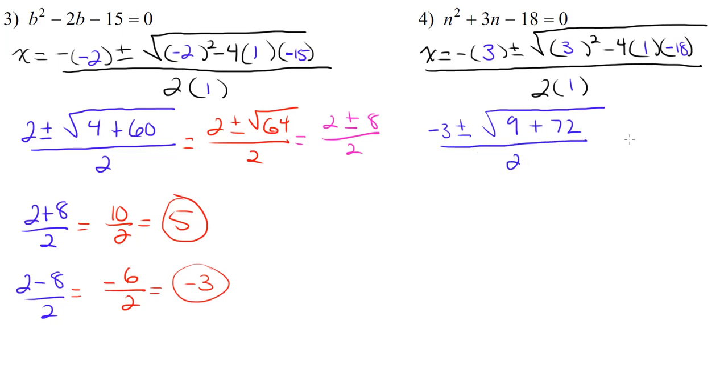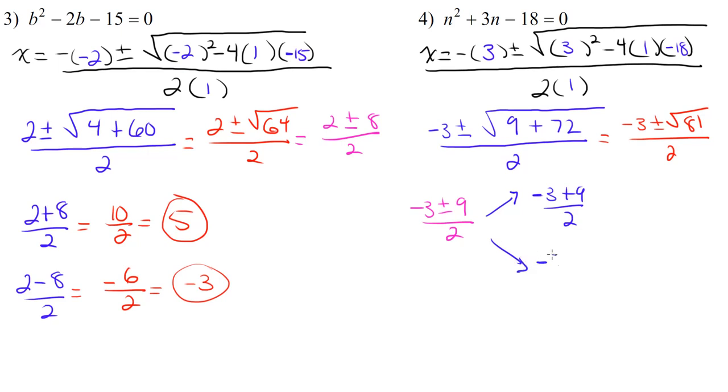Well, 9 plus 72 is 81. So we have here negative 3 plus or minus radical 81 over 2. And 81 is a perfect square. The square root of 81 is 9. So we have negative 3 plus or minus 9 over 2. And here are our two expressions. Negative 3 plus 9 over 2 and negative 3 minus 9 over 2.